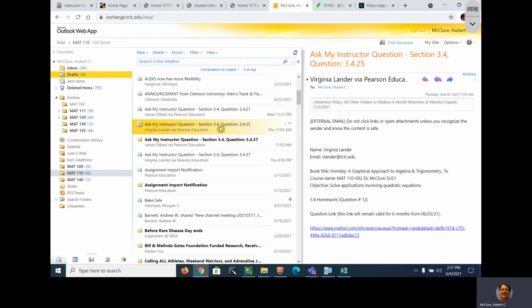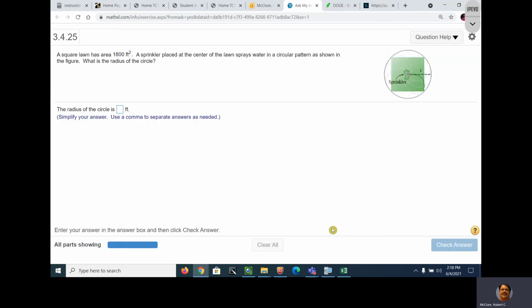3.425/12, and that's this question, which says a square lawn has an area of 1,800 feet squared. So that's the area. Let's find the square root: 1,800 is equal to x times x, which is x squared.